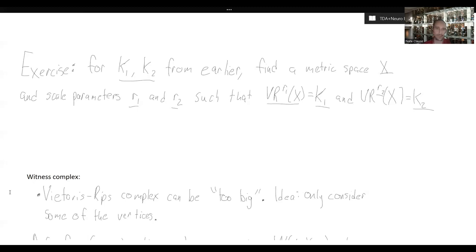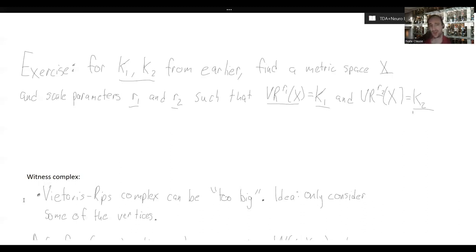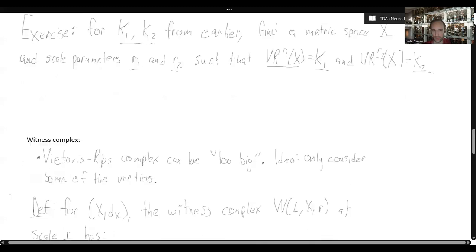And so, if you want to do things in higher dimensions with Vietoris-Rips complexes, it's not going to be feasible in practice. So one of the key ideas behind a witness complex is that instead of considering every point in our space as a zero simplex, we're only going to choose some subset of points in the space as our potential zero simplices in the simplicial complex.